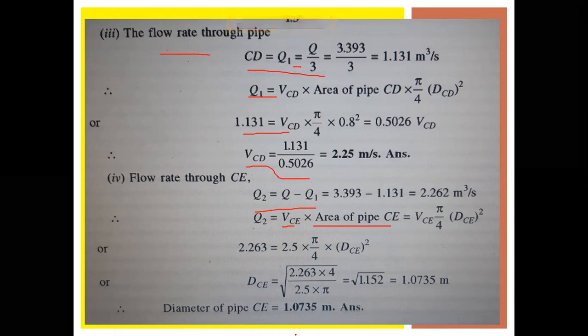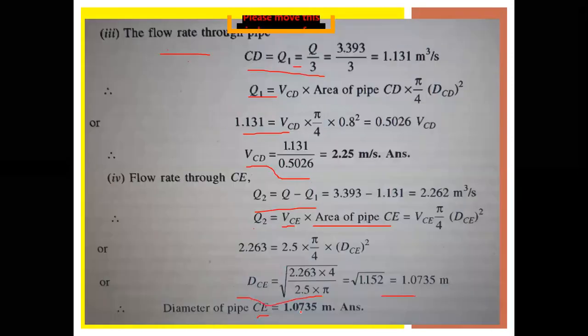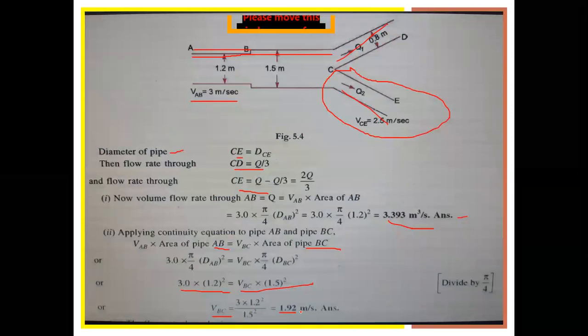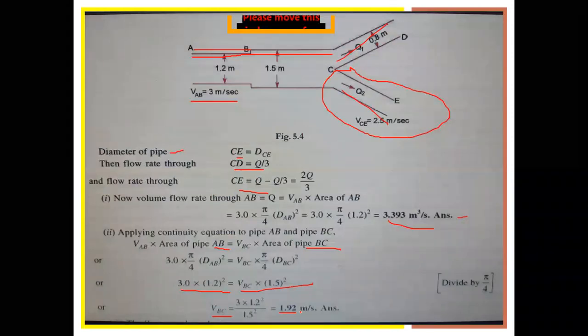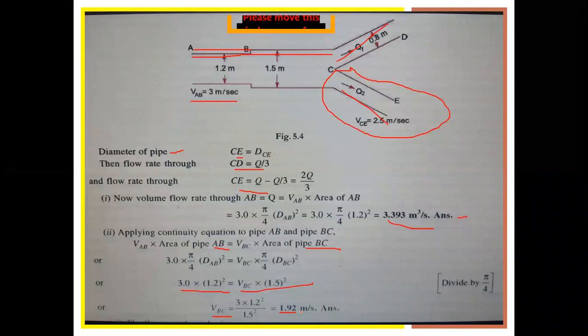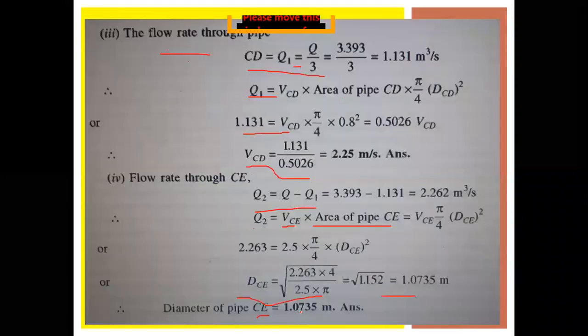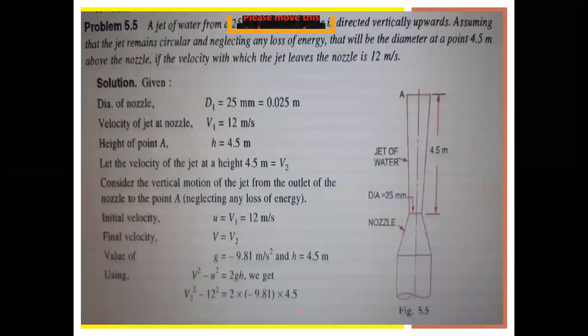So with this DCE value we have got 1.07. Therefore, the diameter of pipe C is equal to 1.07. With this, we have completed this type of change in the diameter of a pipe. It may be a branched pipe or a straight line pipe. I think it is better understood. Hope you are understanding the problems very easily.